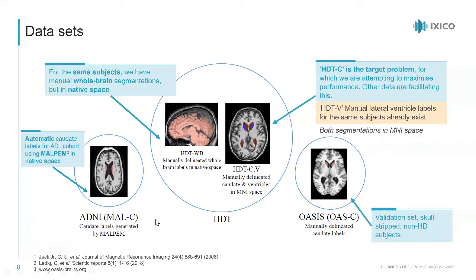Finally, we use the OASIS data with the Neuromorphometrics Atlas to provide a validation set. Now, we're not specifically interested in the quality of predictions on this data, but some interesting points can be raised by testing our models on a completely unseen data set.